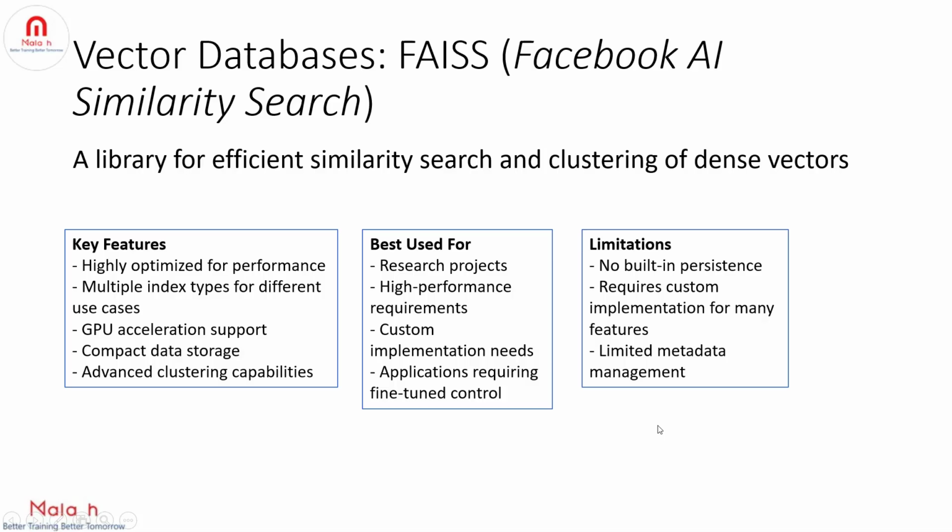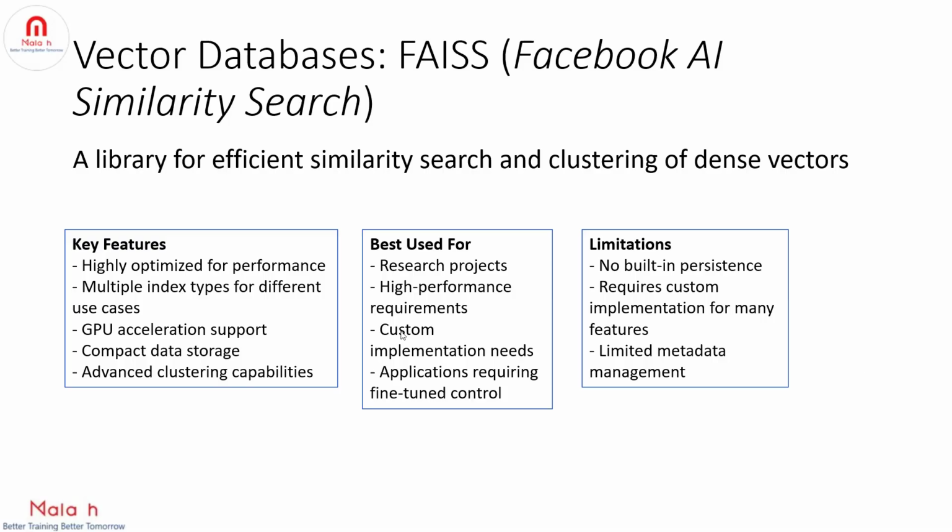And the next one is FAISS, right? So Facebook AI Similarity Search. This is a library for efficient similarity search and clustering of dense vectors. And what are the key features? Highly optimized for performance, multiple index types for different use cases, GPU acceleration support, compact data storage, and it also has advanced clustering capabilities, right?